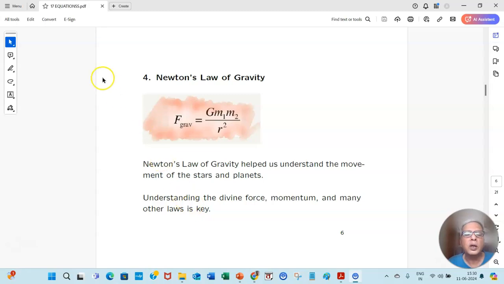That's calculus. Then number 4, Newton's law of gravity. The gravitational attraction between two masses m1 and m2 is given by G times m1 multiplied by m2 divided by r square, where r is the distance between them and G is the gravitational constant. Newton's law of gravity helps us understand the movement of stars and planets. Understanding the divine force, momentum, and many other laws is the key.